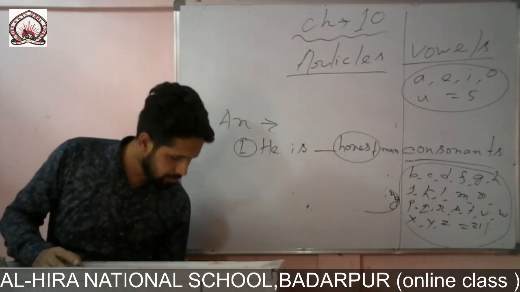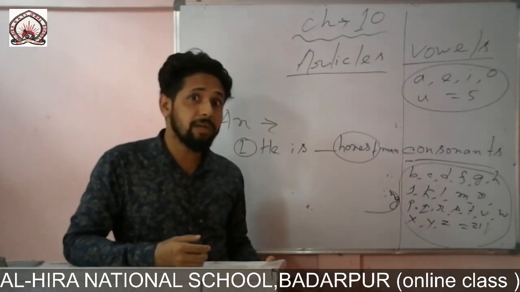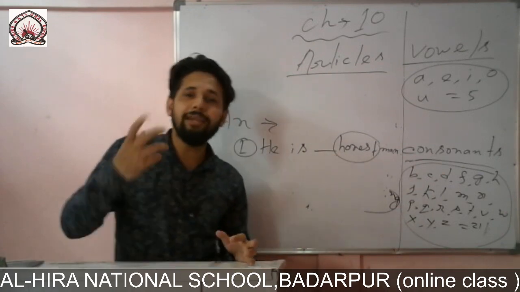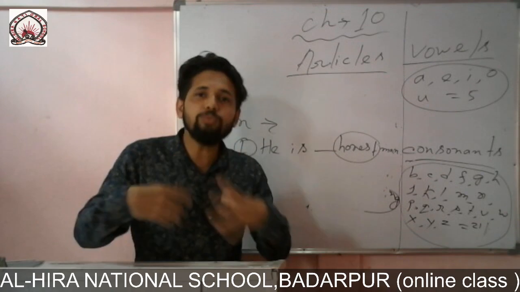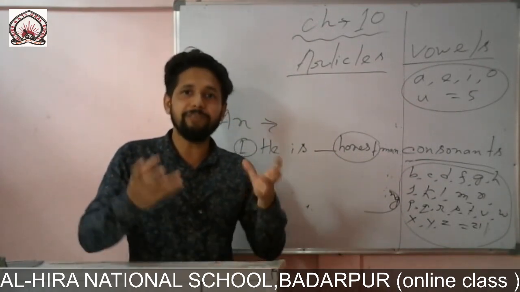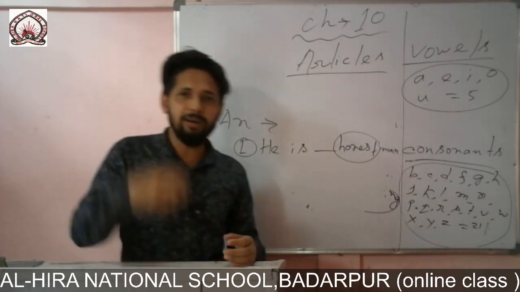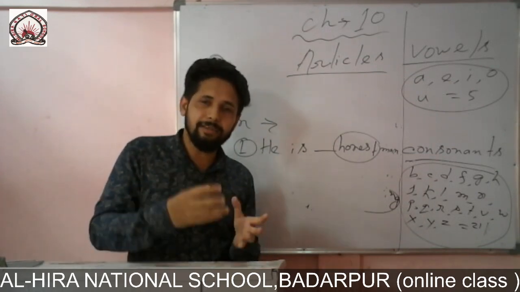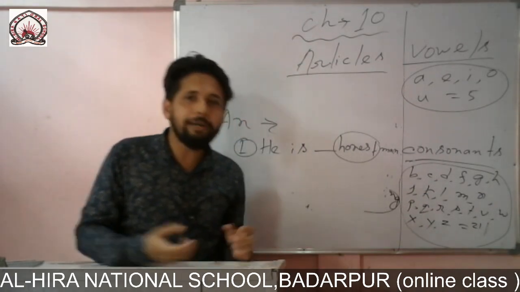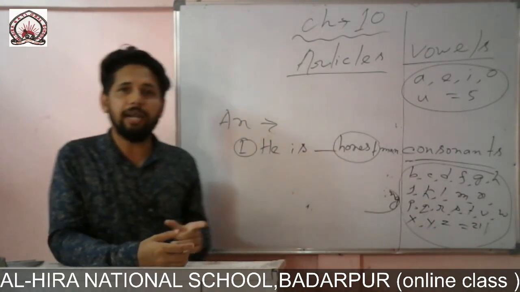Though while writing it, we cannot avoid this alphabet H, while pronouncing it, it seems it is missing. You see, a vowel sound is coming out, honest, it is O. It seems that the word begins with the alphabet O, but actually it begins with the alphabet H. Understand what I said?